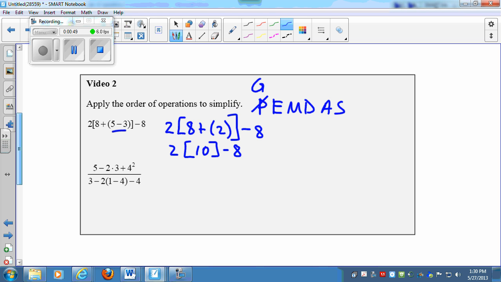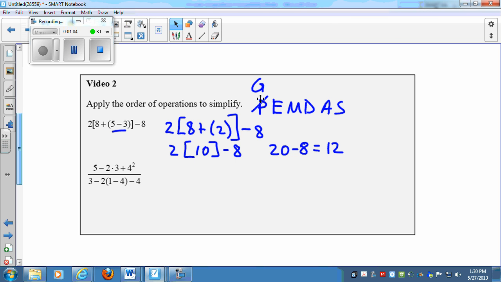And then performing the rest, multiply, divide. Multiply first. There is no division. I get 20 minus 8, which gives me the value of 12. And again, that'll be a unique value. There will only be one correct answer.